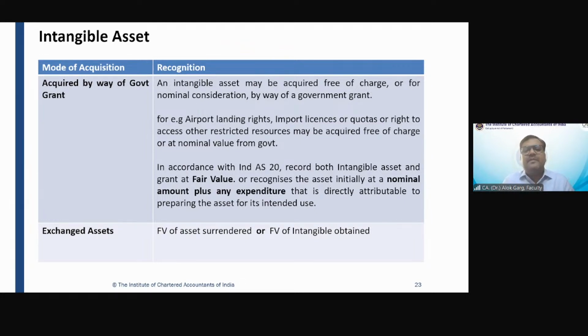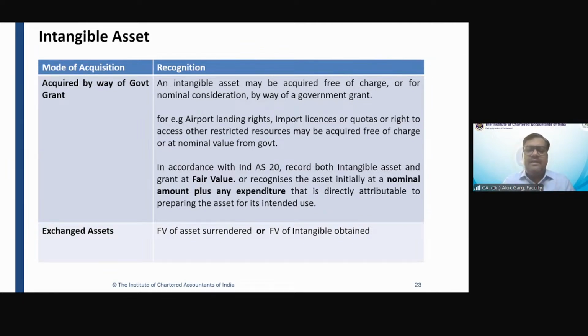So friends, the standard has given you two options, right? There is Ind AS 20 which deals with the accounting for government grants. This standard has given you two options. Option number 1, record the intangible asset at fair value.